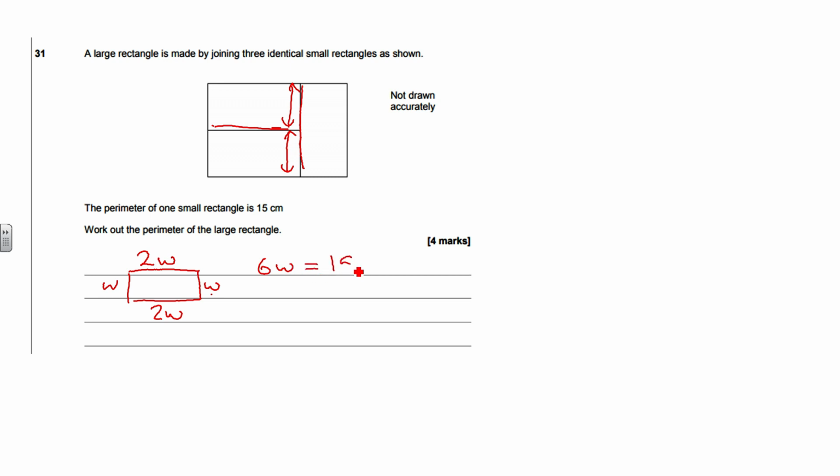Now I know that the perimeter is 15. So if 6 widths is 15, I need to divide 15 by 6. W is equal to 15 divided by 6. Now 15 divided by 6 will simplify if I divide top and bottom by 3 to 5 divided by 2, and half of 5 is 2.5. There we go. So I now know that the width of each rectangle is 2.5. So that bit's 2.5, that bit's 2.5, and so is that bit.